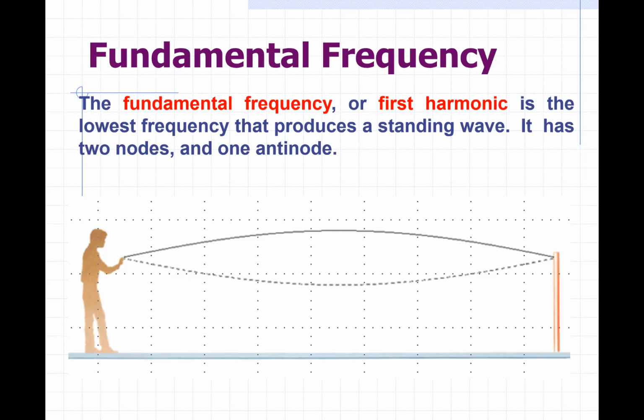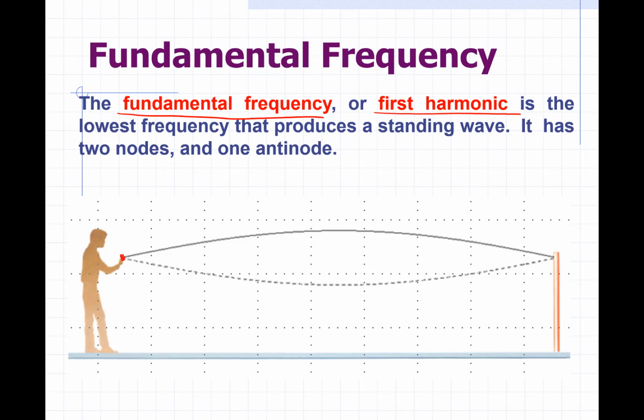The lowest frequency we can get that creates a standing wave is called the fundamental frequency, or the first harmonic. This is important for musical instruments because the first harmonic is the main pitch that you hear on any musical instrument. So that would be the pitch that your instrument is tuned to.